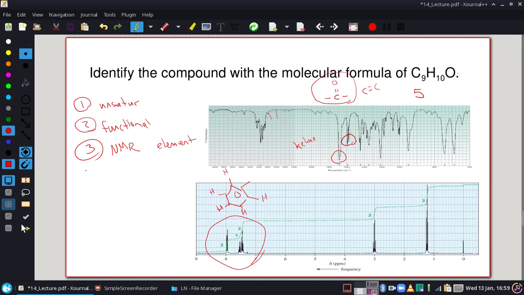All right, the next thing I want to do on here, I kind of want to understand what's causing all my other peaks that have splits.